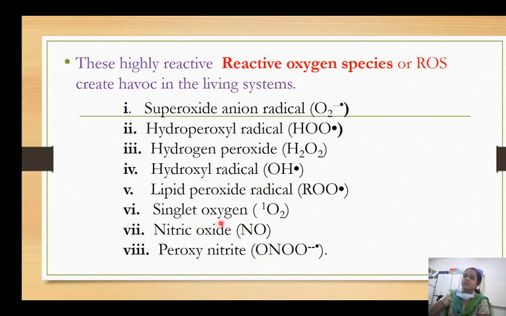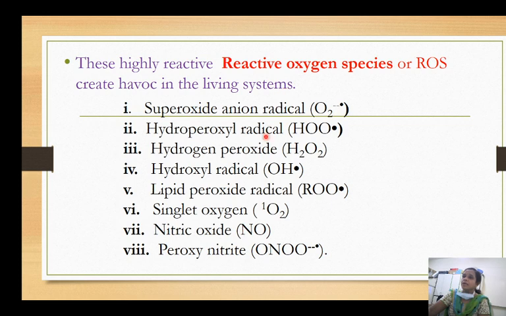Next is singlet oxygen. That means only O is present. It doesn't have an extra charge, but it is just O. Next is nitric oxide, that is NO, and peroxynitrite. Whenever we say peroxy, it means it will be having two oxygens. So peroxynitrite means oxygen, and along with that, two more oxygens that will carry two more electrons. So these are the reactive oxygen species.